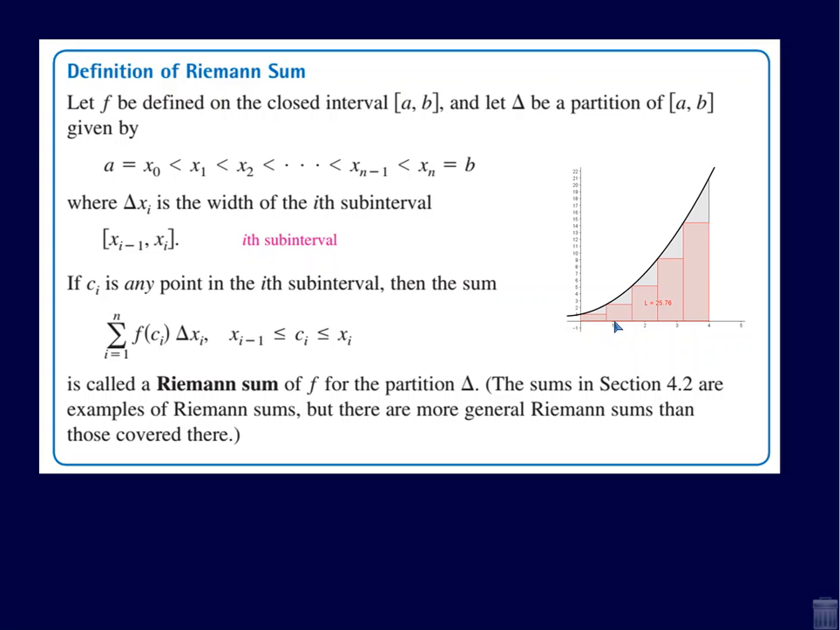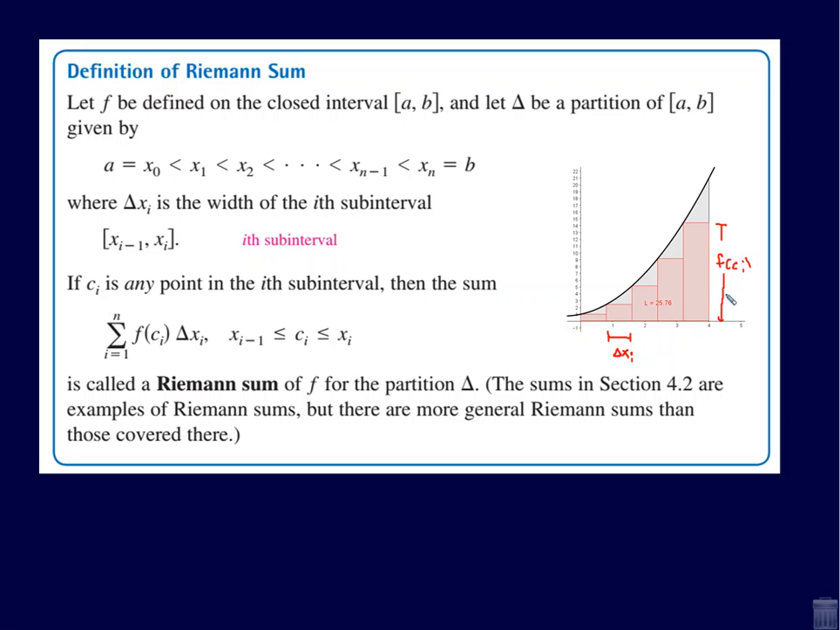Each rectangle has a width, and we usually denote that with the change of x. So on each of these subintervals, there's a width, delta x, and each rectangle has a height, whether it's drawn at the left endpoint or the right endpoint or somewhere else. Each rectangle has a height, and it is measured by the value of the function.